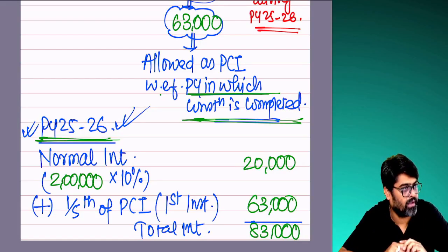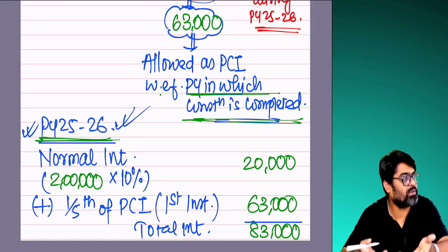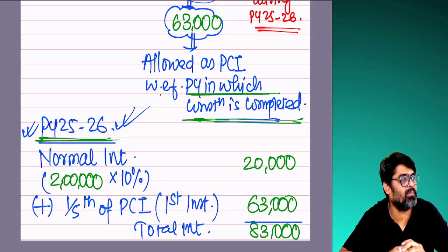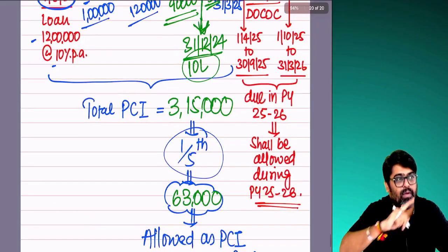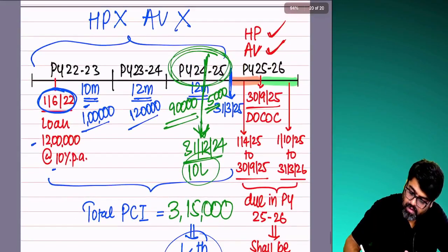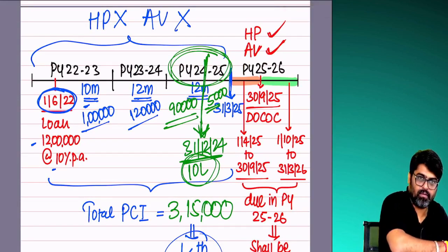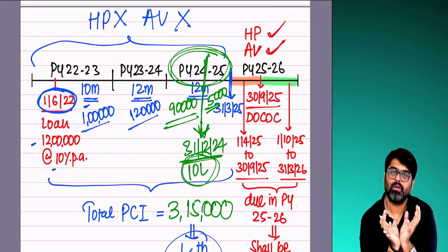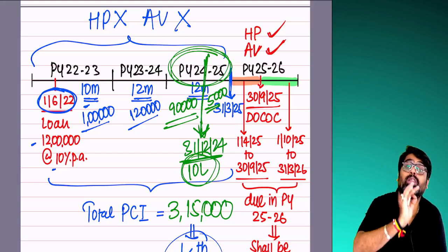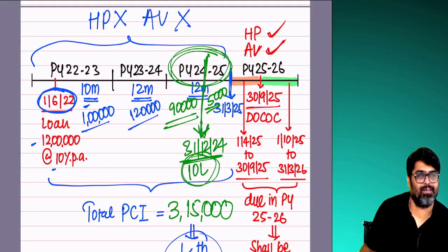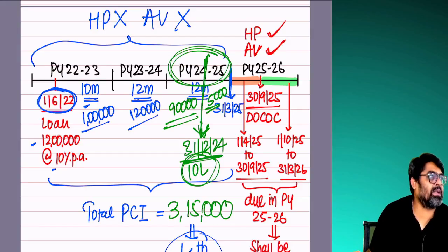Now one more small thing. Entire 2 lakhs, which was outstanding, repaid on 31st December 2025. When did you repay 10 lakhs? When did you repay 2 lakhs? 31st December 2025. You repaid. Now how much is outstanding? That entire 2 lakh is repaid on 31st December 25. On 31st December, entire 2 lakh repaid.